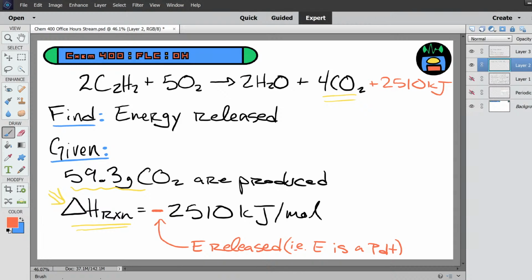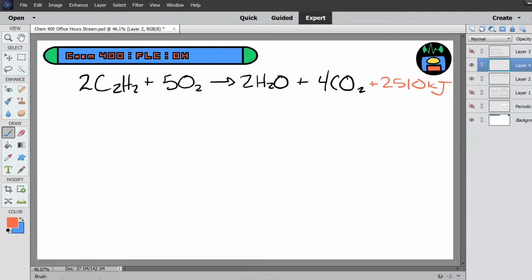All right, so incorporating delta H in your balanced chemical equation is crucial, all right? And here's the reason why. So we're given that we produce 59.3 grams of carbon dioxide. What this balanced chemical equation tells us, actually I'm going to open a new slide, is that for every 4 moles of CO2 produced, 2,510 kilojoules of energy is released.